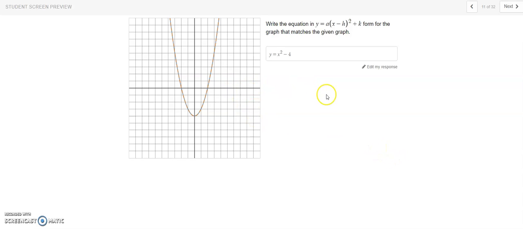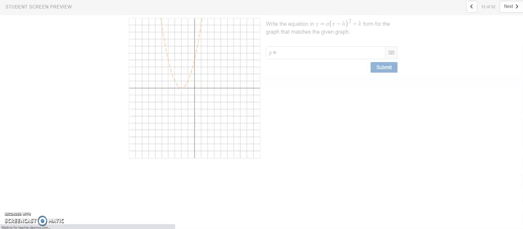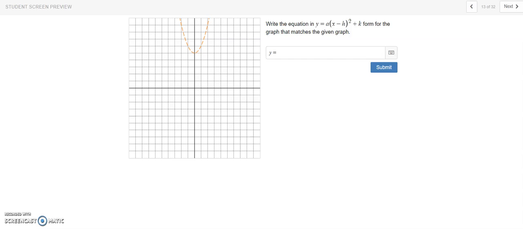So this should get you started with respect to finishing up this activity. Because as you continue, it's going to continue to ask you for the different types of versions of changing the a, the x, the h, and the k.